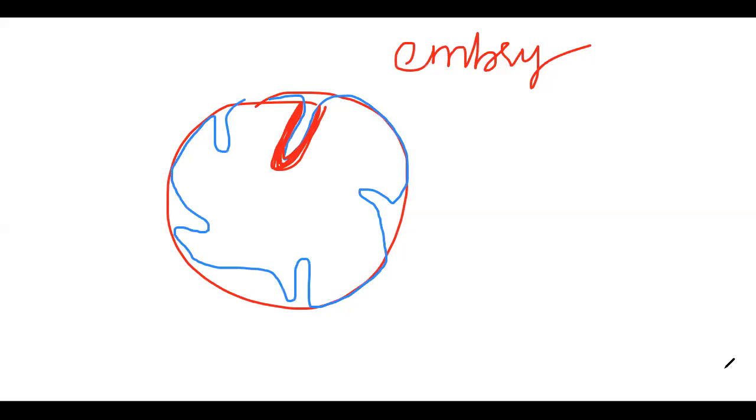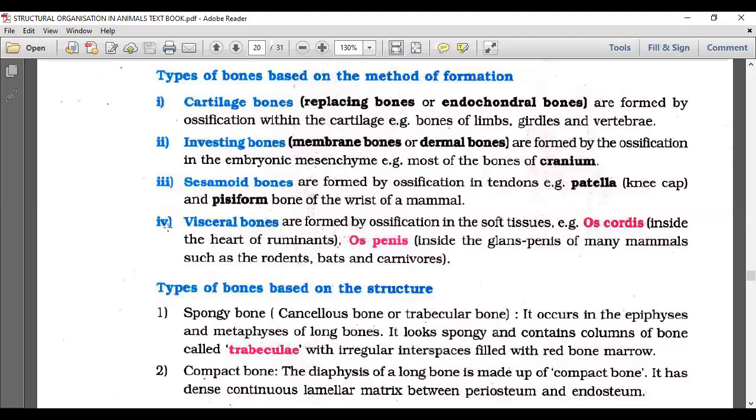So likewise, the bony material is filled in. Like this, just showing a hypothetical example. We don't have diagrams for these kinds of things here. So what do you call these? These kinds of bones are called investing bones, or membranous bones, or dermal bones. These are the major bones actually. Most bones of the cranium are like this.